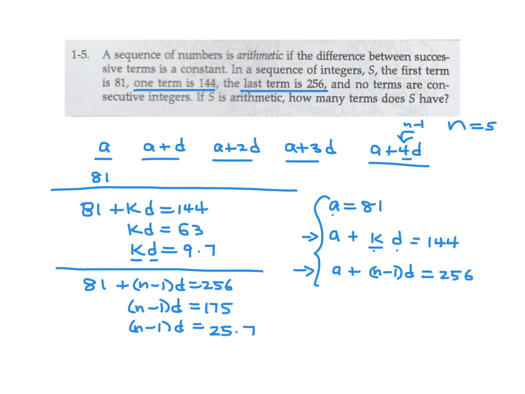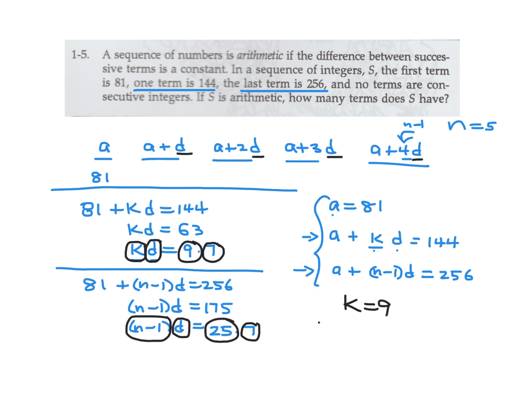Okay, that's actually good because, see, this d always has to be the same, right? So this d could be 7. See, there's a d here, and that's a 7. And then, therefore, this k is the 9. And then this n minus 1 is the 25. And that would work. Okay, perfect. So that means n is 26. And that's what they're asking. How many terms? The number of terms is 26.